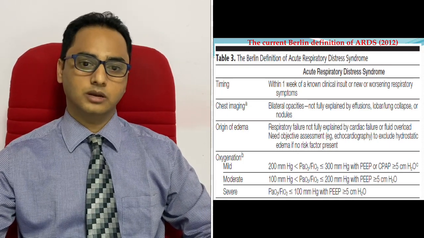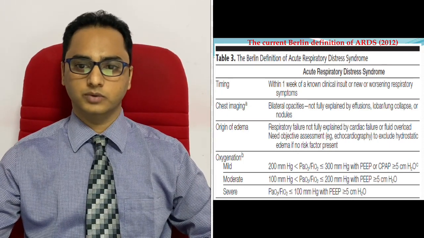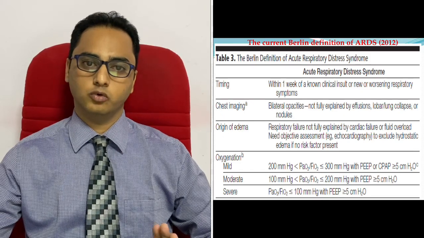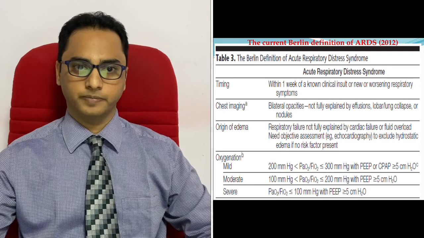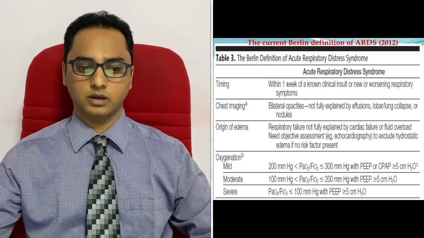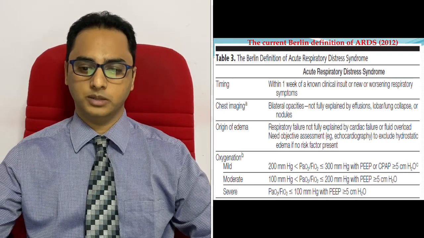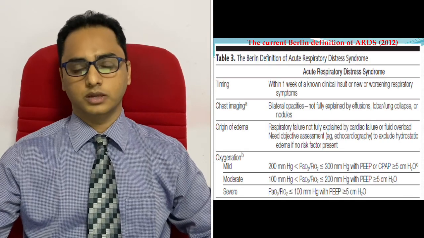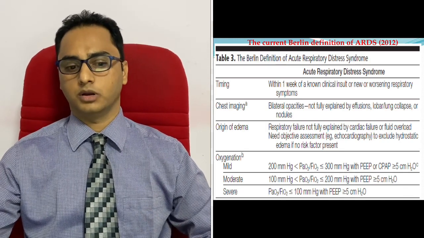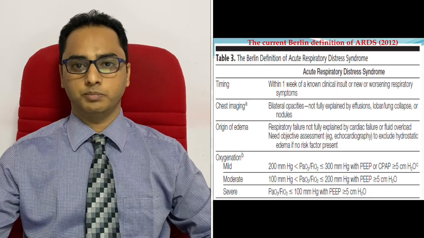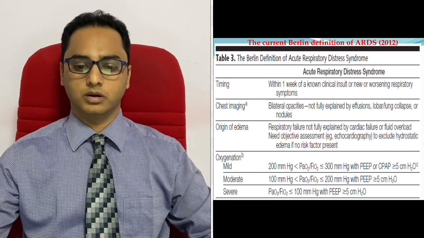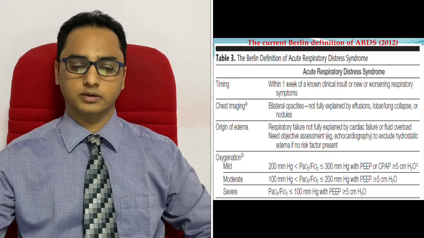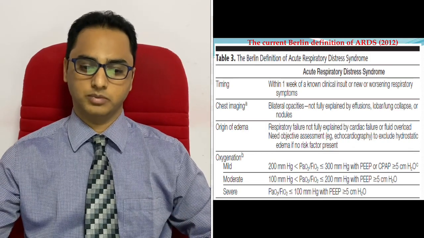The major development in the Berlin definition, which came out in 2012, was that they included the PEEP criterion. We know that positive end expiratory pressure has an impact on oxygenation. So they used a PEEP or CPAP criterion of 5. They classified ARDS into mild, moderate and severe. Someone with a PF ratio between 200 and 300 is classified as mild, moderate is between 100 and 200, and severe is less than 100 millimeters of mercury.